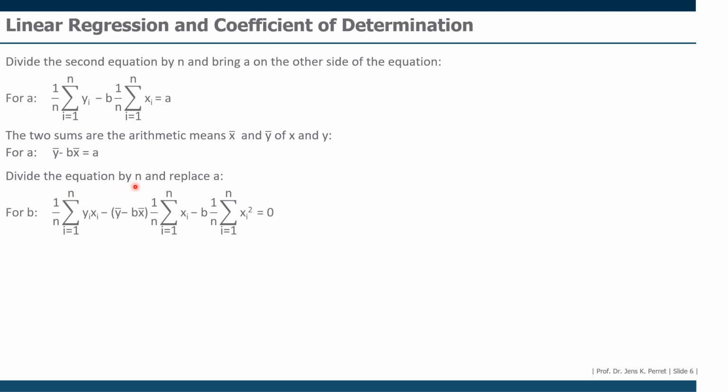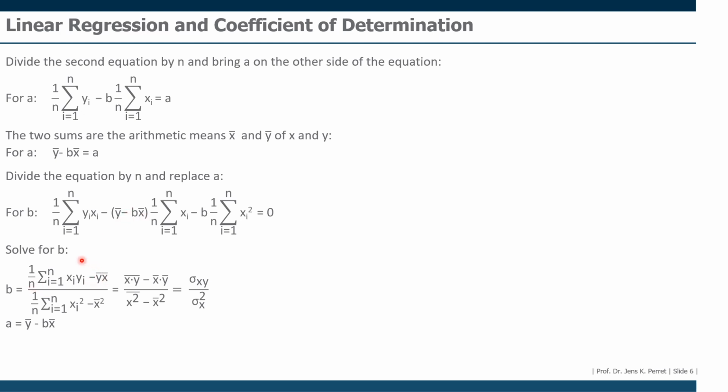We're going to divide this by n as well. And we could replace the a with what we just determined up here. So we only are left with one equation, one variable, the b here, the b here. Then we're just going to solve this for this parameter b. So we factor out, solve this for b, we get this result here. Well, this is a bit of a large formula, but we can write this in a much easier way.